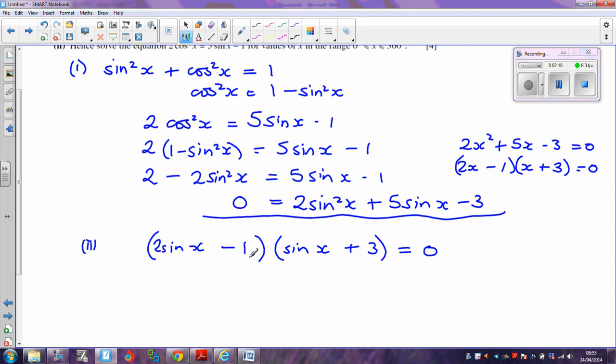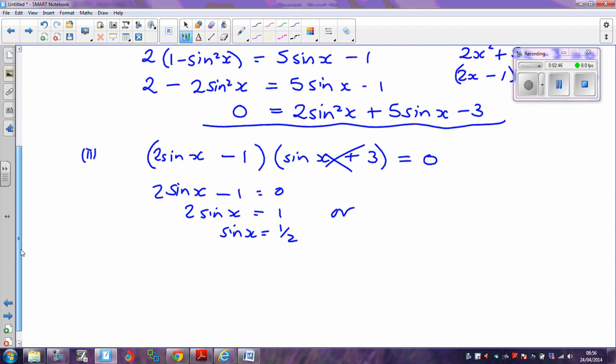Now from this, if it's a quadratic equation, then either 2 sine x minus 1 is equal to 0, which means that 2 sine x is equal to 1, which means that sine x is equal to a half. Or from this one, sine x is equal to minus 3. Well, there are actually no solutions, so I can forget that.